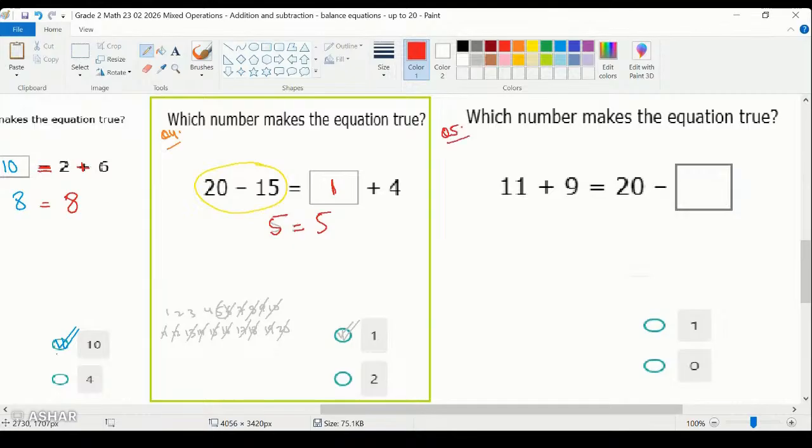11 plus 9 would be equal to 20. And 20 minus something should be, see, if I put 1, this becomes 19. If I say 20 minus 0, it stays the same number, right? So what we can say is, yes, thank you, Shama, 20 minus 0 should be equal to 20. That means 0 is the correct answer.